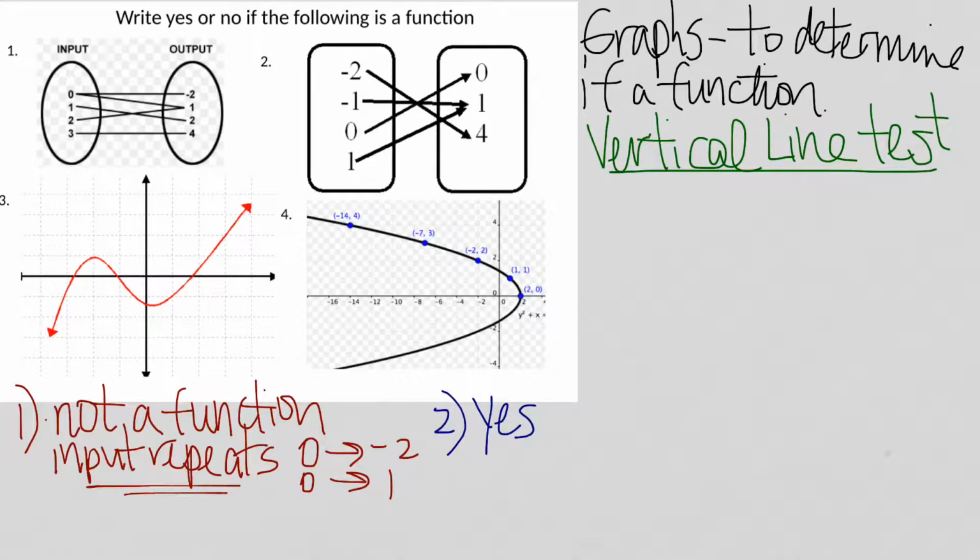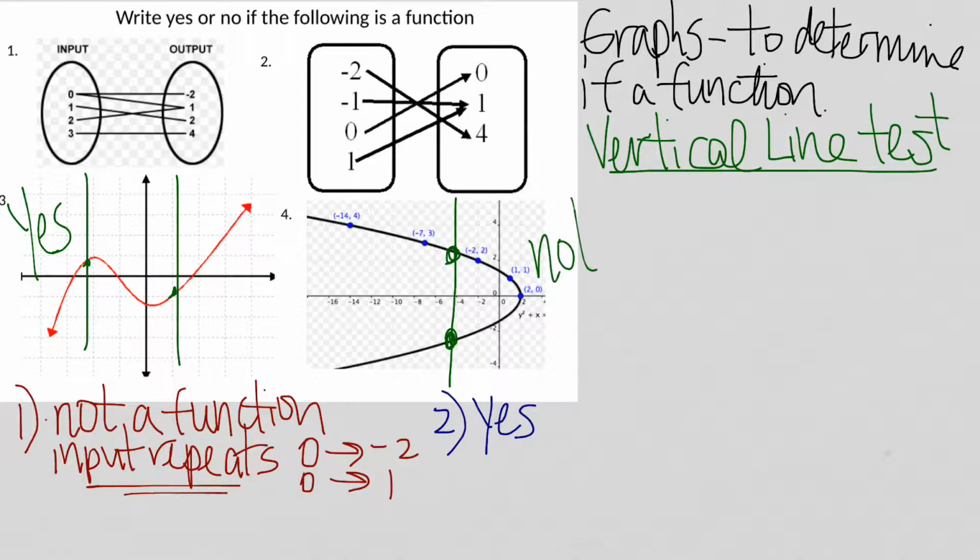Okay, 3 and 4, these are also relations, shown as graphs now. Hopefully from last year, you remember doing a vertical line test to determine if a relation is a function. If I make a vertical line anywhere on this graph, it has to hit the graph only once for it to be a function. So if you notice, I'm putting my vertical line through number 3. It's only hitting it in one spot. So number 3, yes, is a function. Number 4, if I do my vertical line test, it's hitting in 2 spots. So that means nope, not a function.